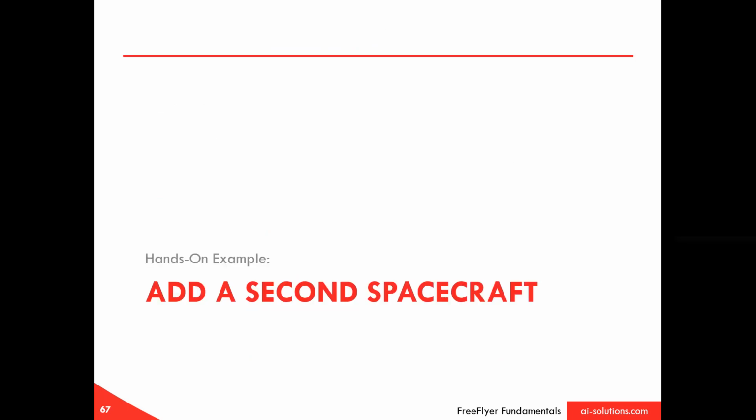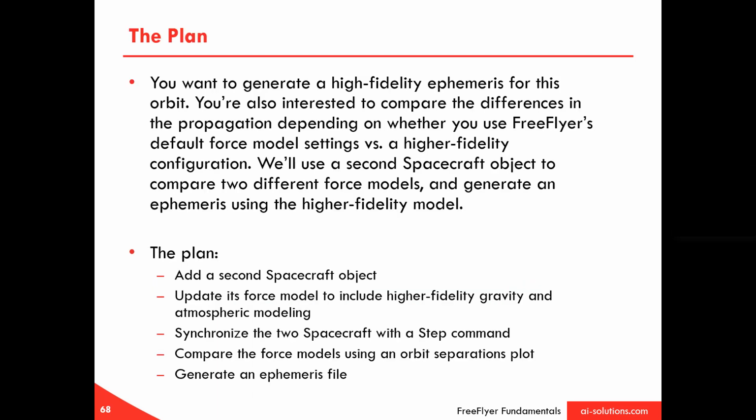Next, we're going to dive back into our hands-on example, where we're going to start from the mission plan that we began building in part 1 of this training video, and we're going to expand on it by adding a second spacecraft object. In this scenario, we want to generate a high-fidelity Ephemeris for this orbit. We also want to compare the differences in the orbit propagation depending on whether we use the default FreeFlyer force model compared to a higher fidelity force model configuration.